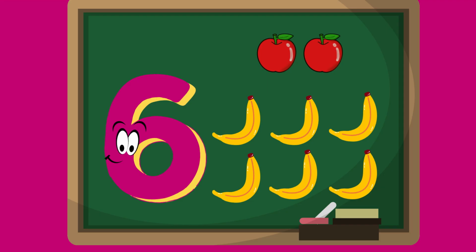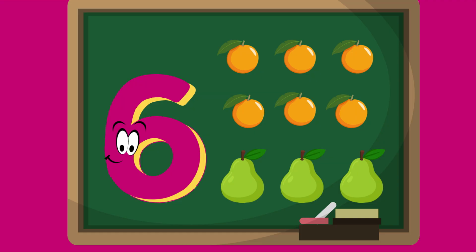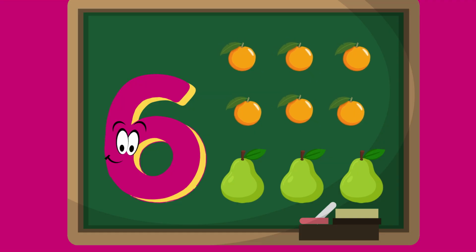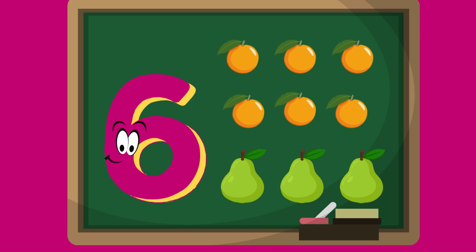Let's try another round. Now this time we have some oranges and some pears. Which set of fruit represents the number 6? Okay, is it the oranges? Yes, Mega Math Kids, yes. Okay, is it the pears? No, Mega Math Kids, no. If you picked the oranges, you are right. Awesome job, Mega Math Kids.